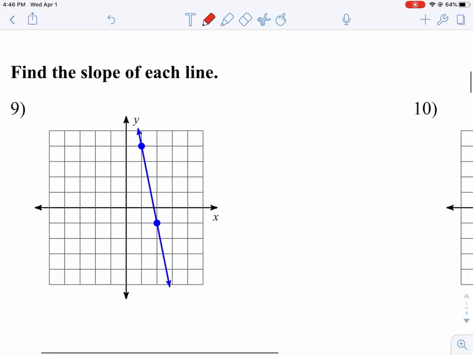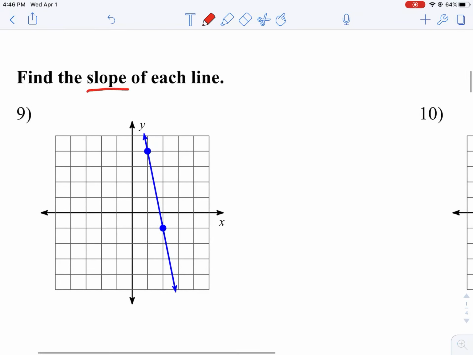But I want to come down to number 9, okay? Number 9, find the slope of each line, which is find the slope between these 2 points that they're giving you, okay? And because they're giving you those 2 points, you have to name those points. So the point up here, at the top point, x is 1, y is 4. Positive 1, positive 4. Okay? Now the bottom point here, the x is 2, but the y is negative 1. 2, negative 1. You guys are good at finding coordinates.